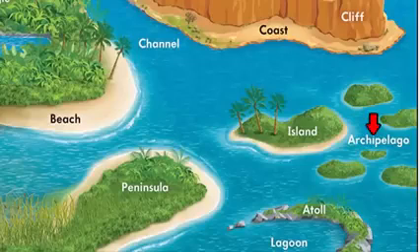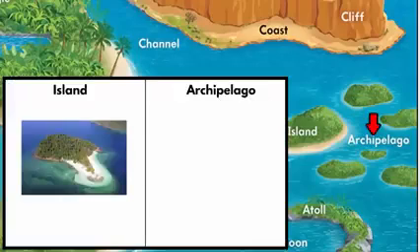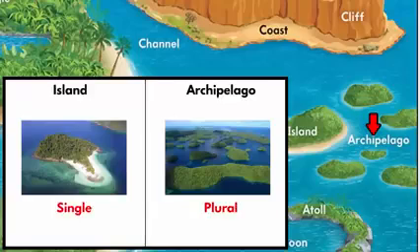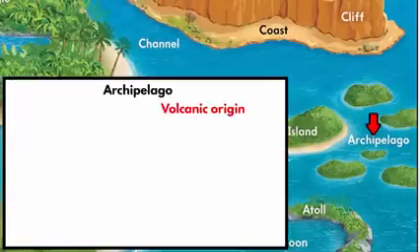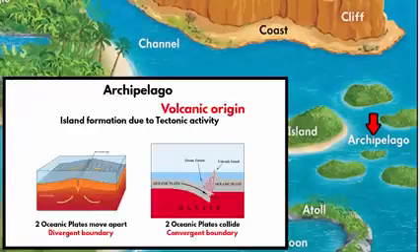The next one is archipelago. They are also islands, but the only difference between an island and an archipelago is that archipelago is the plural form of an island. In other words, archipelago is the name given to group of islands. So an island is singular, whereas archipelago is plural, which means group of islands. Most archipelagos are of volcanic origin. That means the islands were formed by volcanoes erupting from the ocean floor.